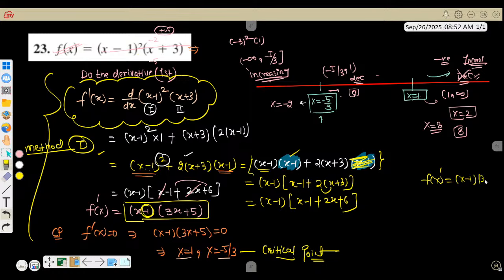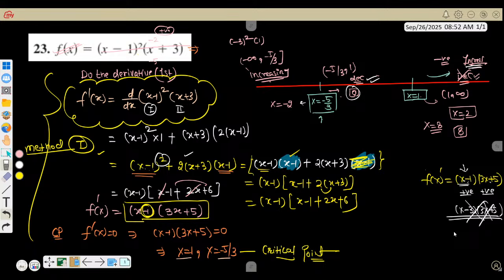And then 3x plus 5. Okay? Now if you choose x is 2, this is positive and this is also positive. So positive means increasing. If we choose 0, then this is negative and this is positive. So the function is decreasing. I made a mistake because I took the wrong derivative. I took x minus 3 here. That's why my answer was going wrong. The actual derivative is x minus 1, not x minus 3.